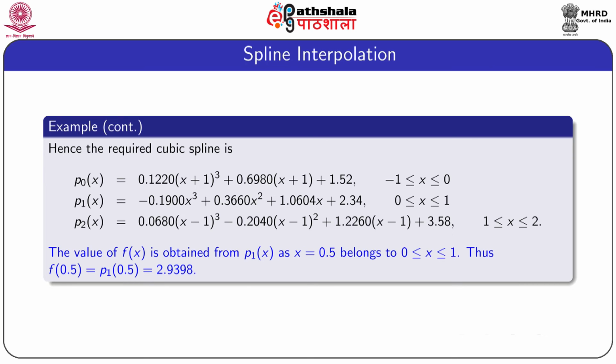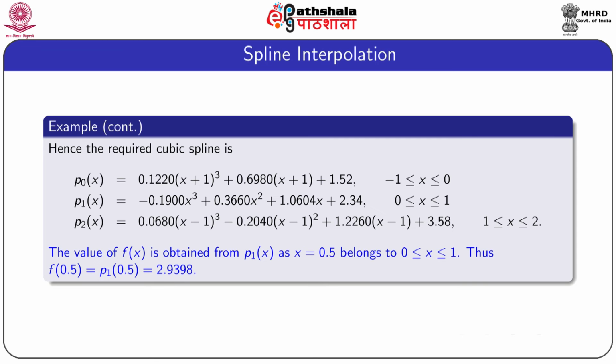This is valid for 0 less than or equal to x less than or equal to 1, and third polynomial is p2(x) equal to 0.0680 into (x minus 1) power 3 minus 0.2040 into (x minus 1) power 2 plus 1.2260 into (x minus 1) plus 3.58. This polynomial is valid for 1 less than or equal to x less than or equal to 2. So, we obtain three cubic polynomials for three intervals. The entire set of polynomials represents the cubic spline.